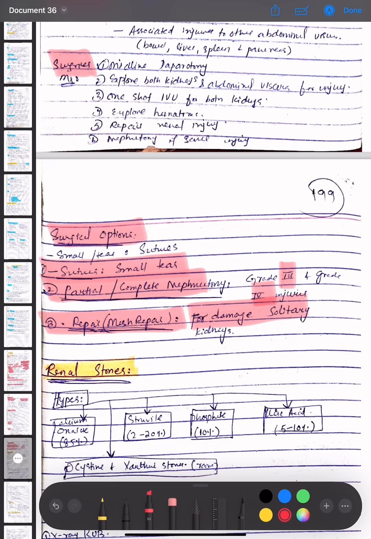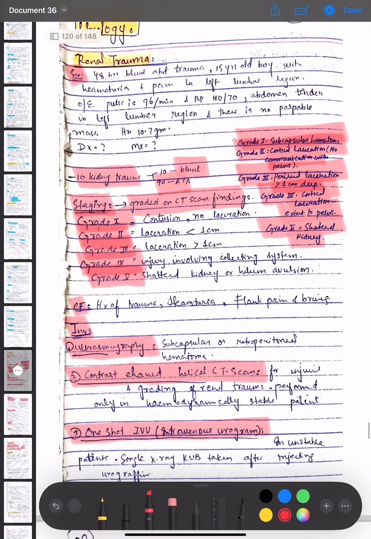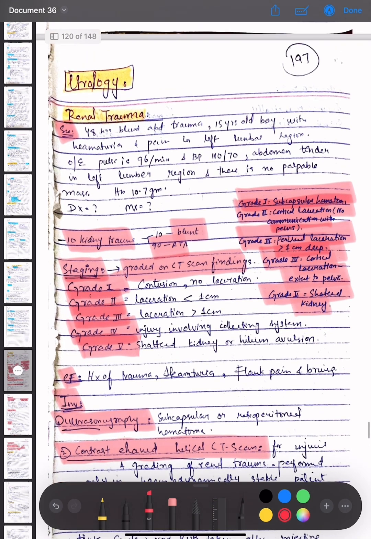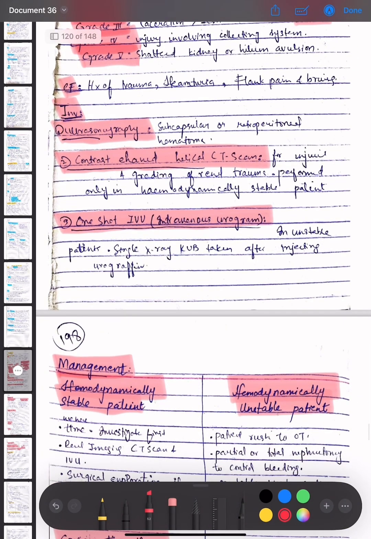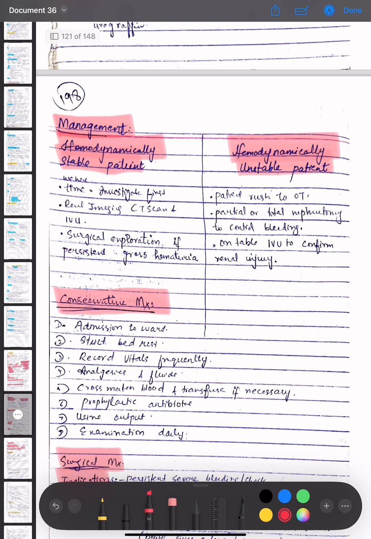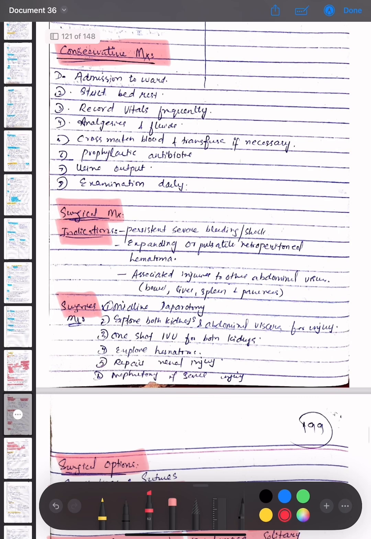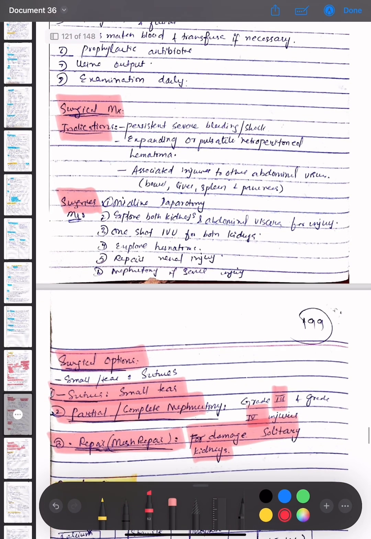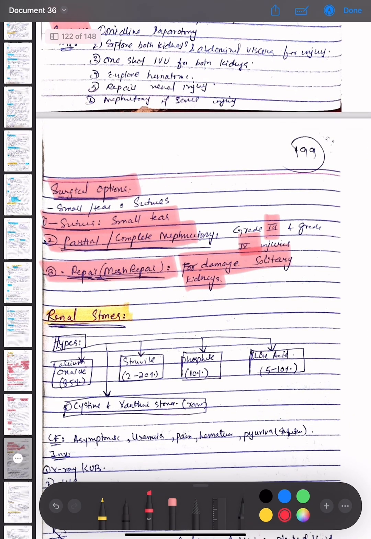So what have we discussed? We have discussed renal trauma, then the scenario for the renal trauma, then the staging of the renal trauma, the grading of the renal trauma on basis of different factors, then the clinical features, then the investigations that are done, that is ultrasonography, contrast enhanced helical CT scan, and one shot IVU, then the management for hemodynamically stable and unstable patient, then the conservative management, then the surgical management, then the indications for the surgical management and which surgeries can be done. The surgical options are sutures, partial or complete nephrectomy, and mesh repair.